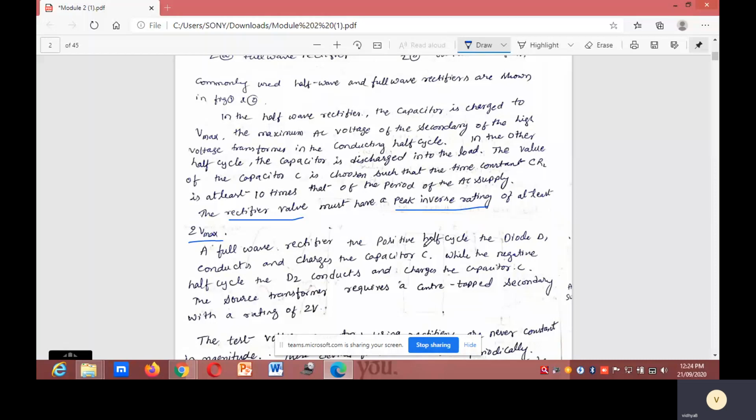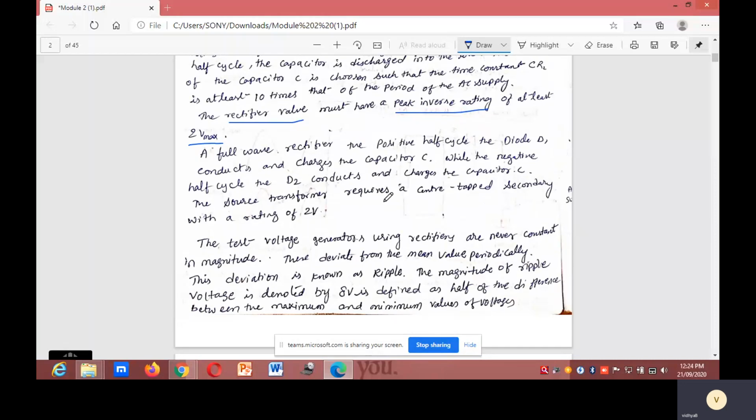In a full wave rectifier, in the positive half cycle the diode D1 conducts and charges the capacitor, while in the negative half cycle D2 conducts and charges the capacitor C. The source transformer requires a center tapped secondary with a rating of 2 Vmax. With a rating of what? 2 Vmax. In the first half cycle, D1 conducts and the capacitor charges. In the second half cycle, D2 conducts and the capacitor charges.